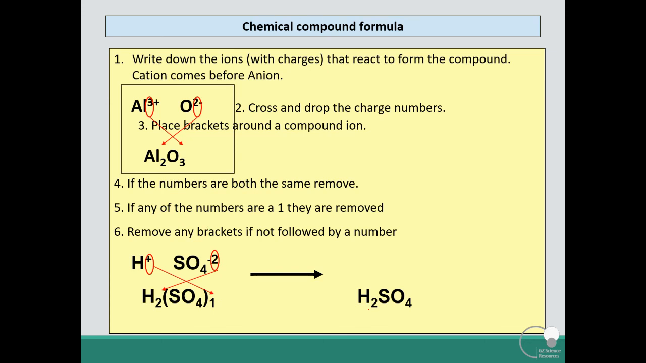A way we can write it down is we always write the cation first, and then we write the anion. We drop the charges, so we can remove any brackets unless we need them. And then we get the compound.